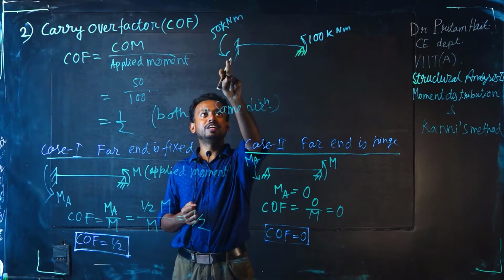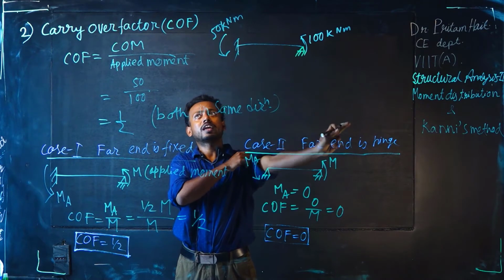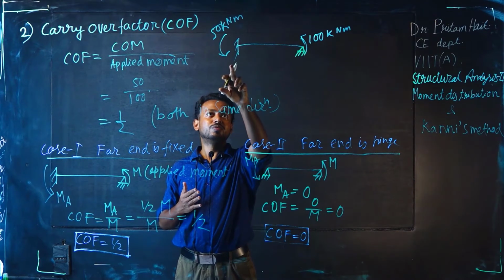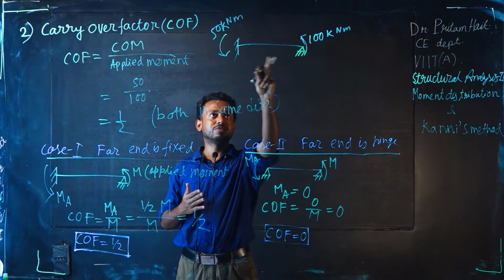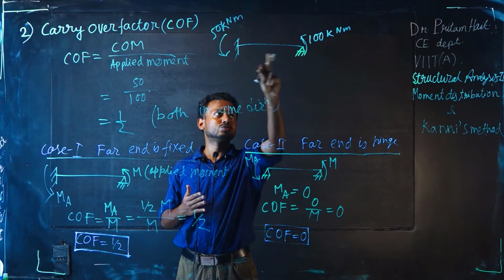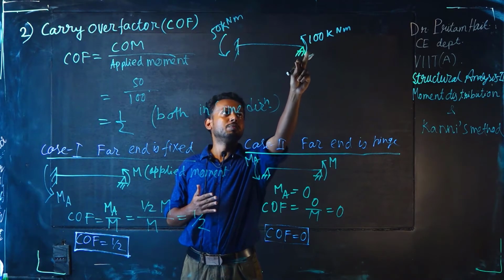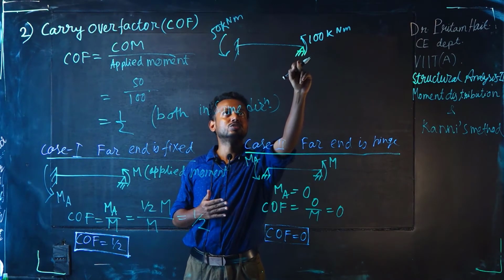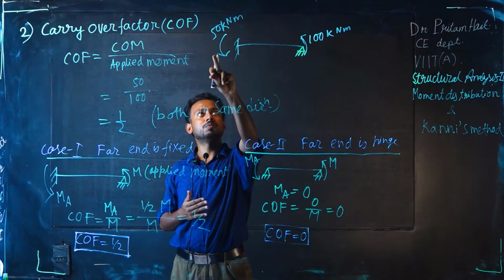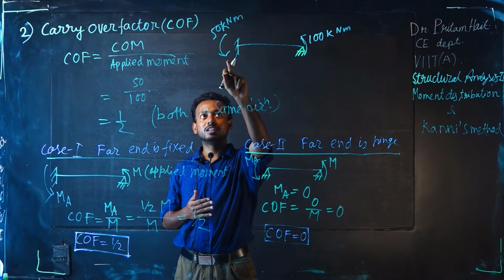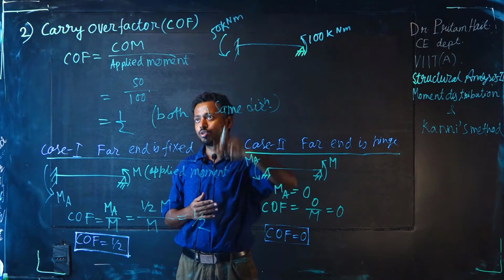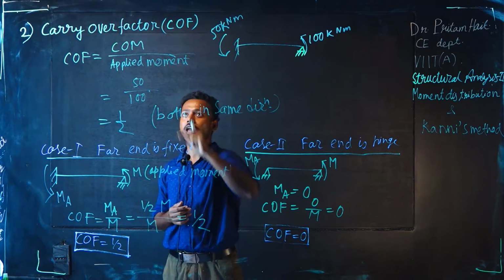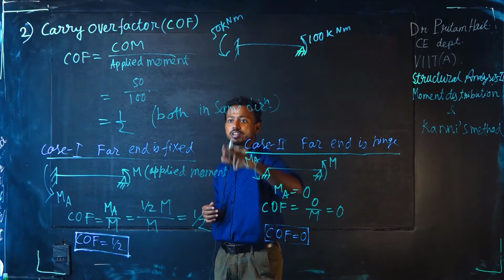Okay, if the fixed end is there, what will be the carryover? In the previous lecture I told you, in case of fixed support at the far end, the carryover moment will be 50% of the applied moment. So if I apply 100 kN at this joint, 50%, that means 50 kN will be carried over to the far end, that is the fixed support. So carryover factor equals carryover moment divided by applied moment, that is half in both directions.